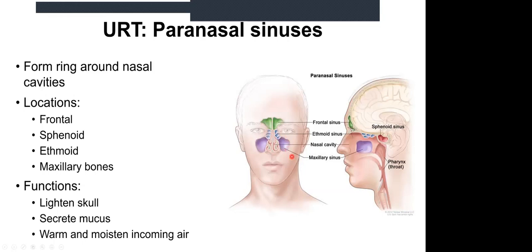And so the paranasal sinuses have the job of, number one, lightening the skull. So when you add air to something, it kind of helps to lighten the weight. They also secrete mucus, and then finally warm and moisten incoming air. So whenever you have a sinus infection, for example, that would be an infection that's going to be within one or multiple of these air-filled cavities within the bones.